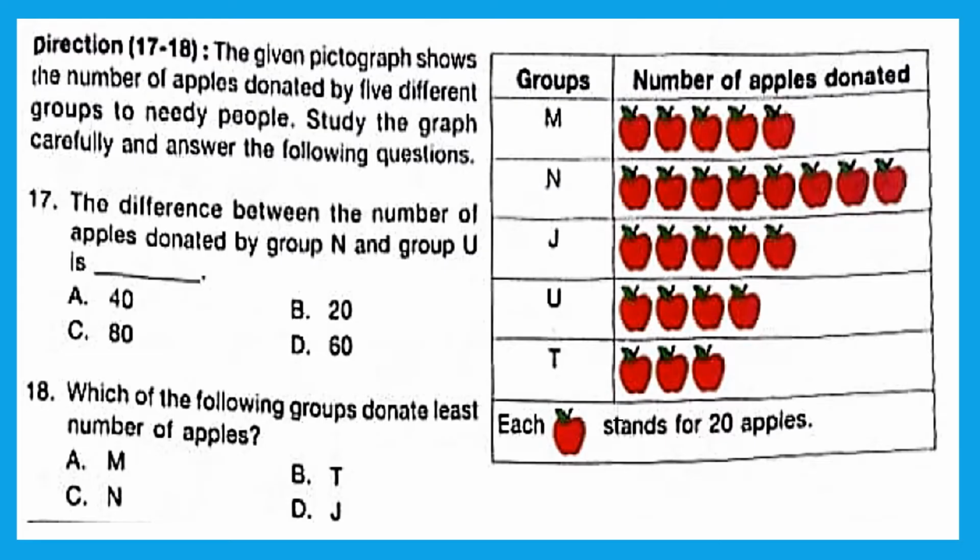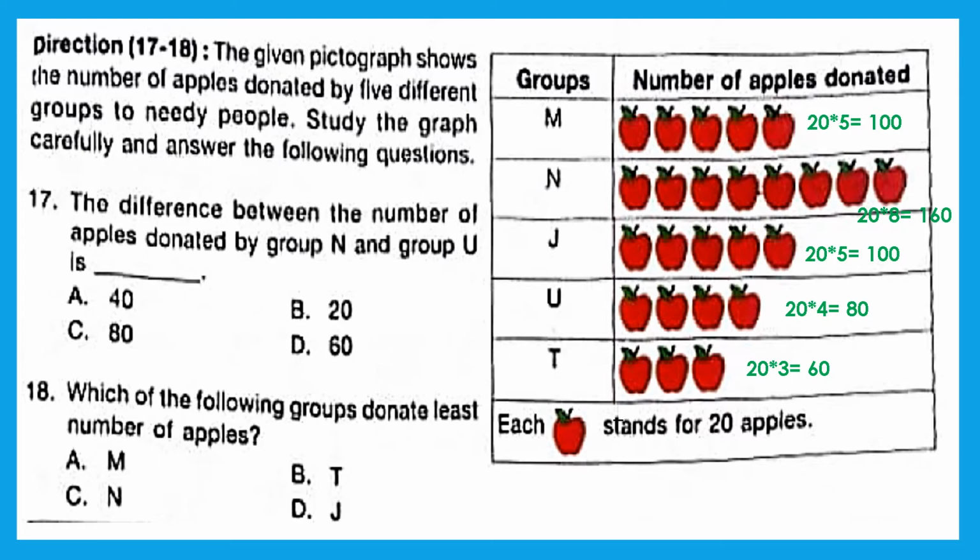So M basically has 5 pictorial apples which would be 5 into 20. That is equal to 100. So in actual, the number of apples donated by M is 100. Same way for N, it is going to be 20 into 8. 8 pictorial apples and each stands for 20. So 20 into 8 is equal to 160. For J, it's going to be 20 into 5. That is 100. For U, it's going to be 20 into 4. That is 80. And for T, it is going to be 20 into 3, 60. So now we have got the number of apples donated by each group. Now we'll see the questions.